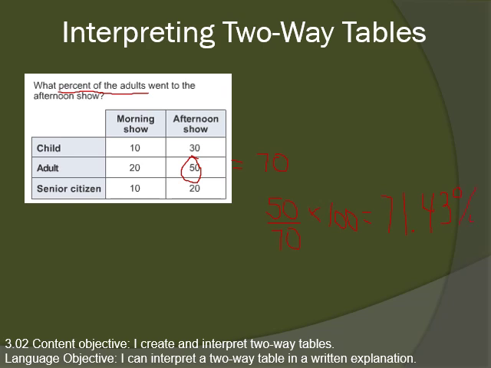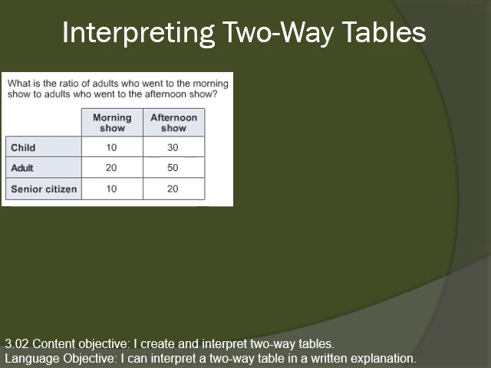So 71.43%. So vast majority of the adults went to the afternoon show. Maybe they were at work in the morning show. I don't know. What is the ratio?